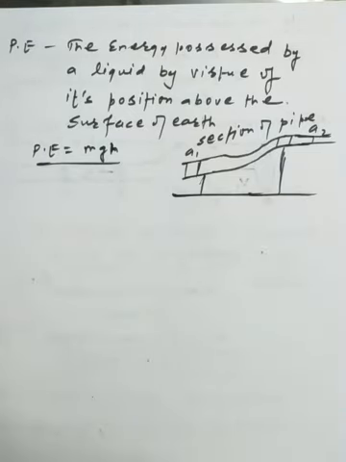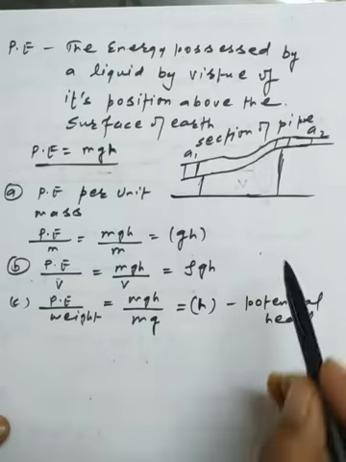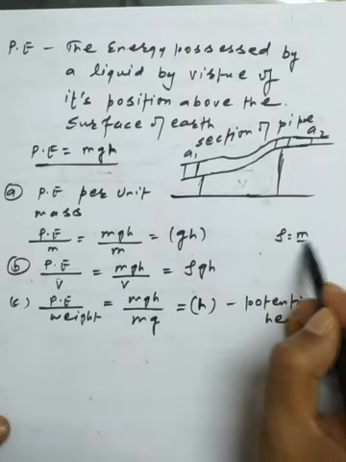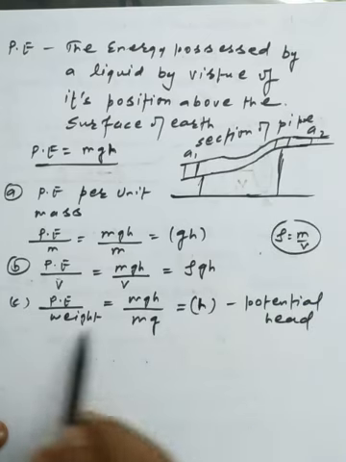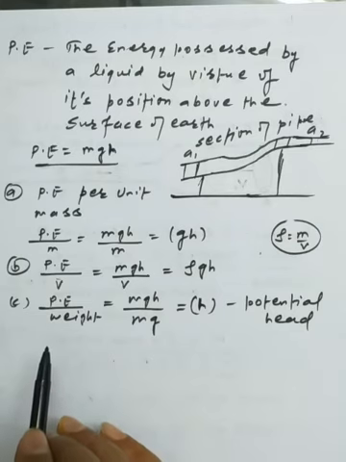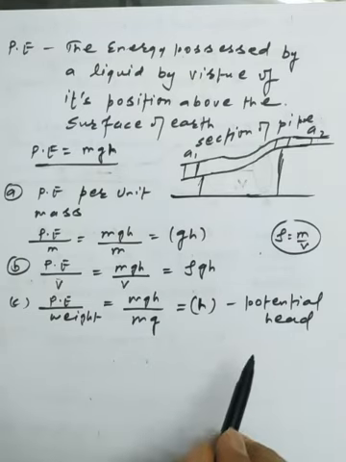Potential energy per unit volume: mgh is to be divided by volume. So I am using the concept rho is equal to mass upon volume, and making the changes, that is rho gh. Now the potential energy per unit weight can be derived from mgh, so the h is called the potential head.